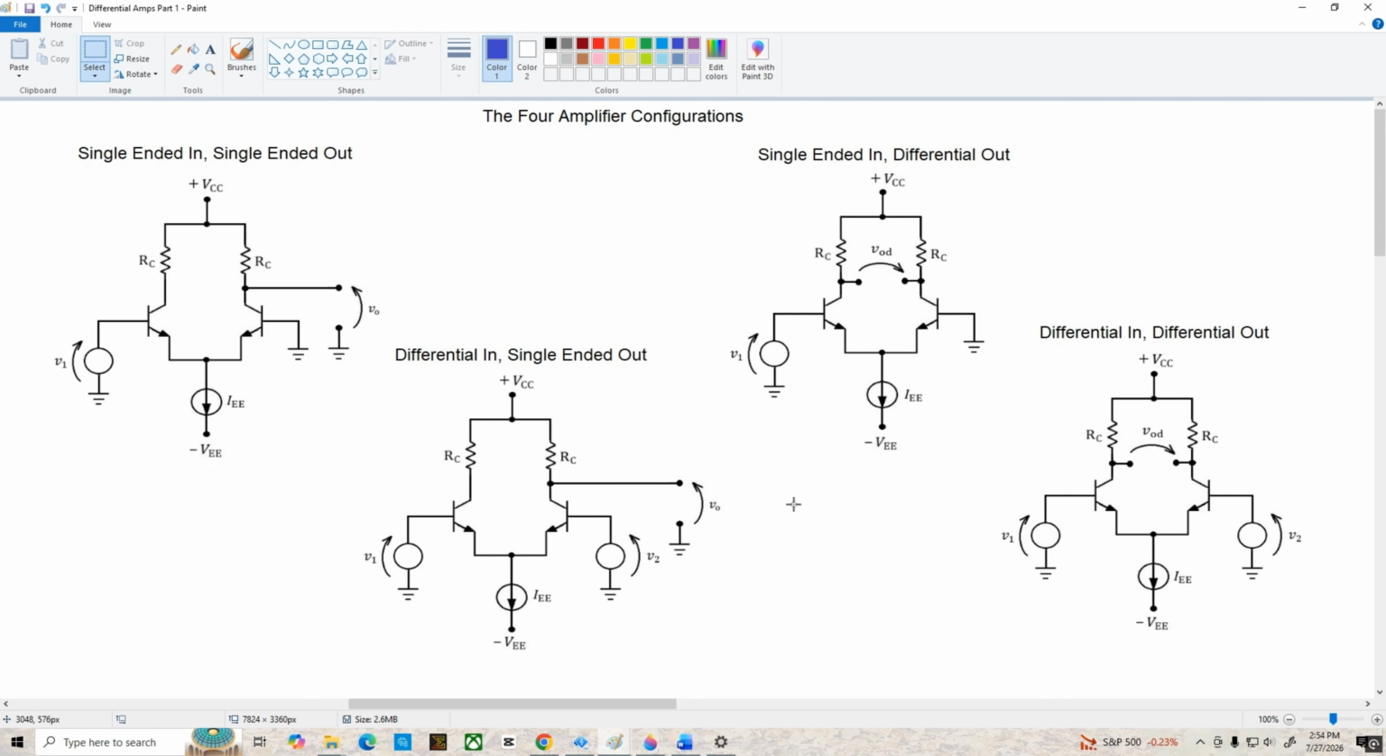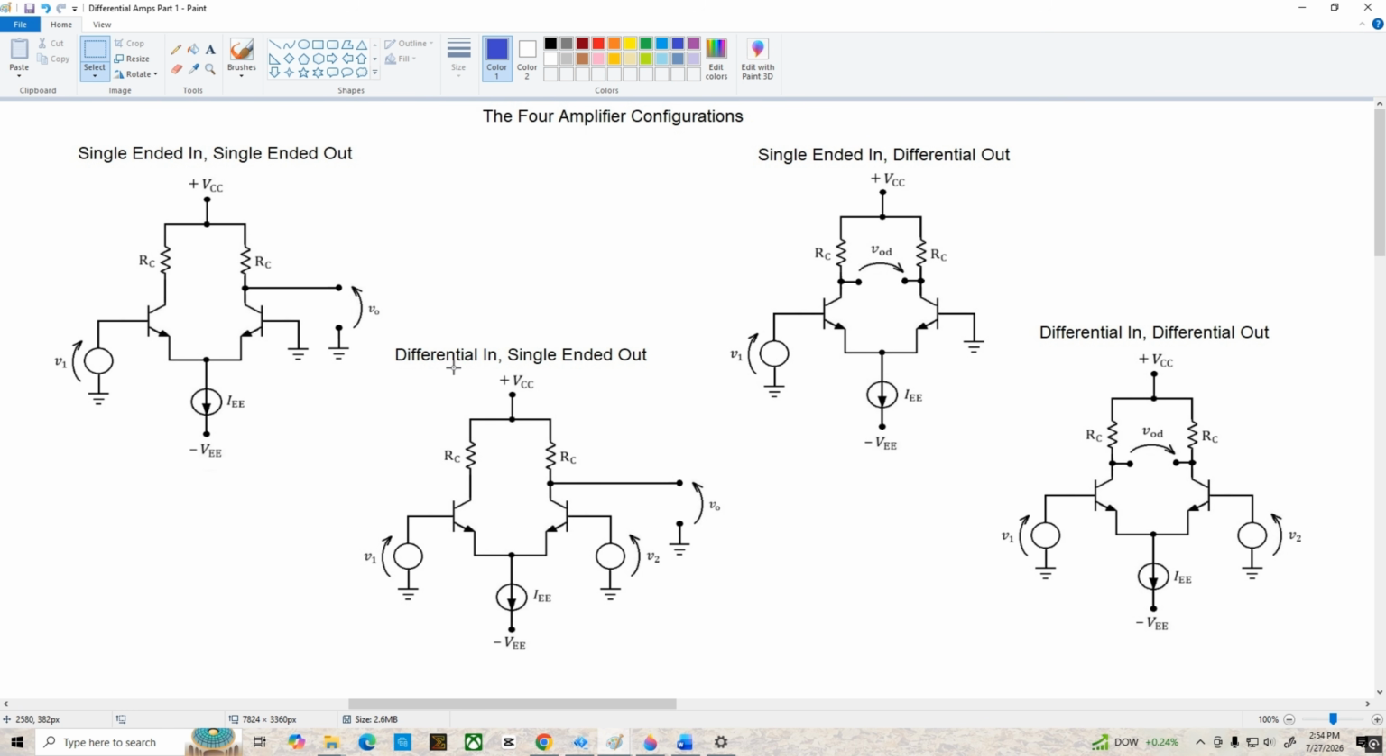There are 4 different ways we can configure a differential pair to form differential amplifiers. The first one we'll look at is single-ended input, single-ended output. In this case, I'm using the left-hand side, Q1 as my input, taking the output from the collector of the right-hand transistor Q2. Now, there's no law that says we couldn't use the collector of Q1 as the output, but traditionally this is the way that a single-ended in, single-ended output is configured.